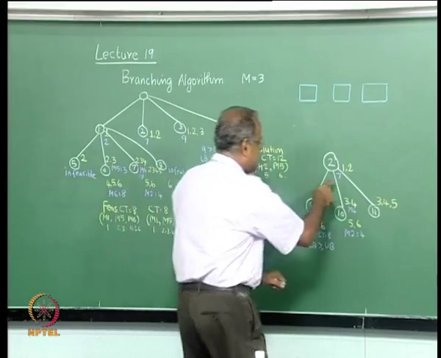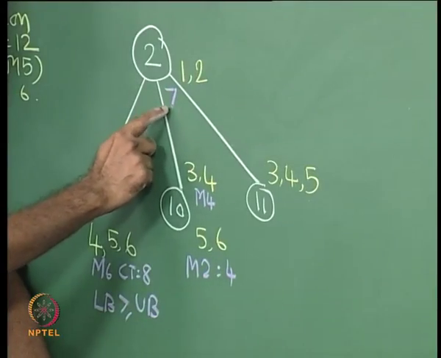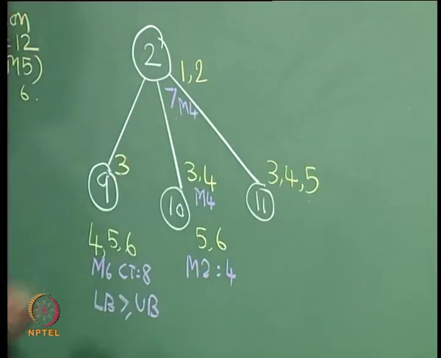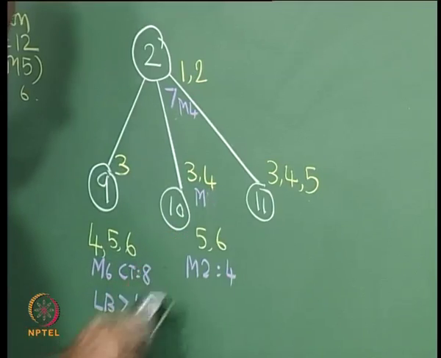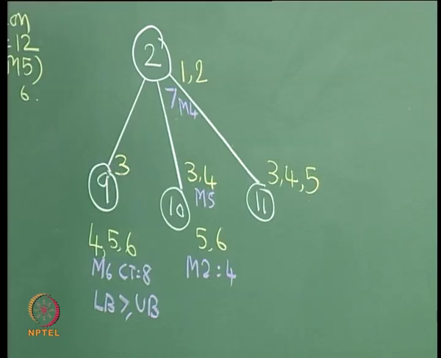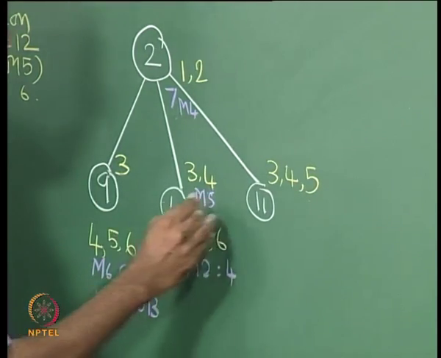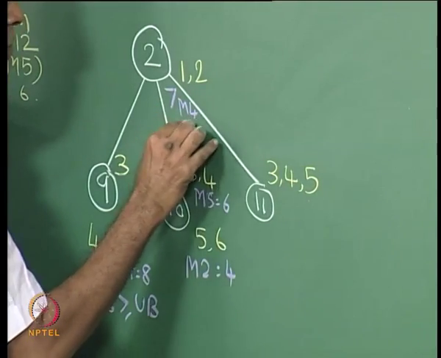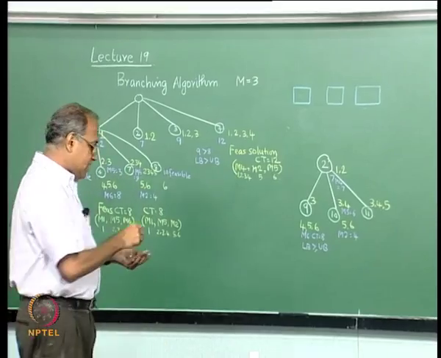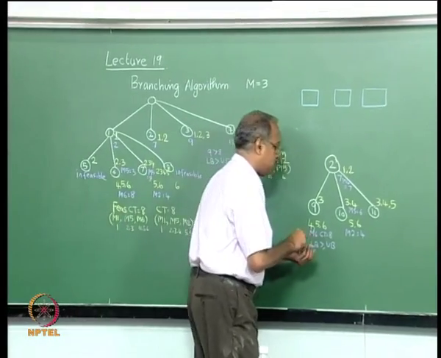So therefore this 7 is going to absorb M4. This would force me not to use M4 here, but to use M5 here, and M5 for operations 3 and 4 has a cycle time equal to 6, M4 has cycle time equal to 7. So this gives me another feasible solution.